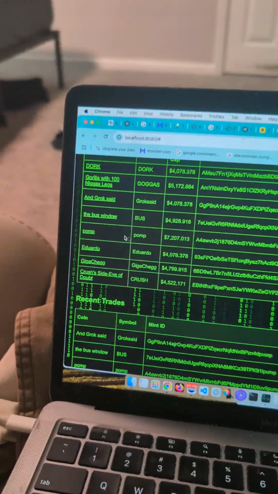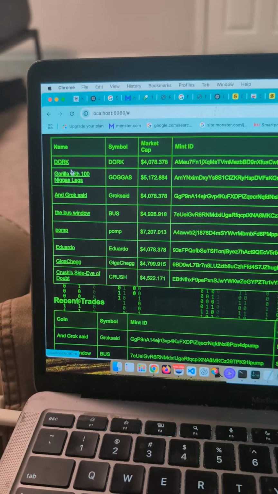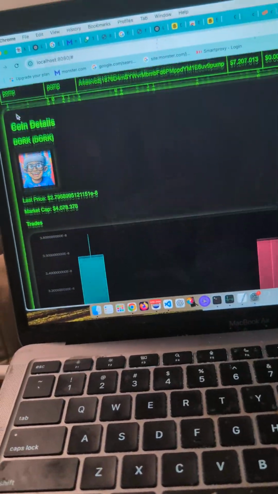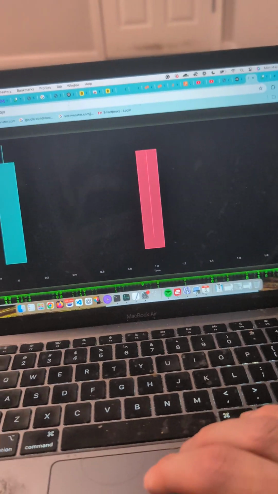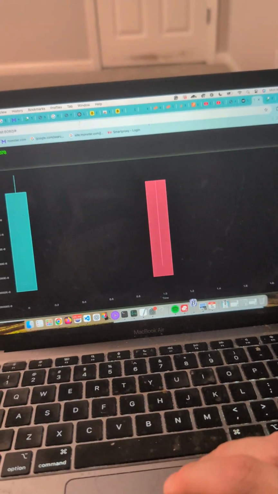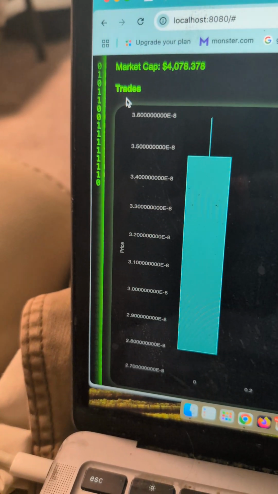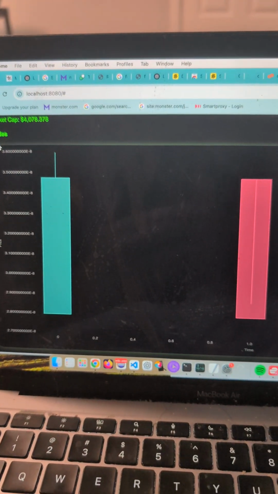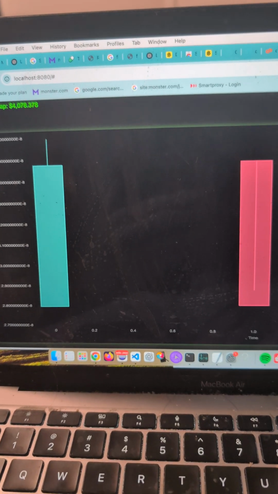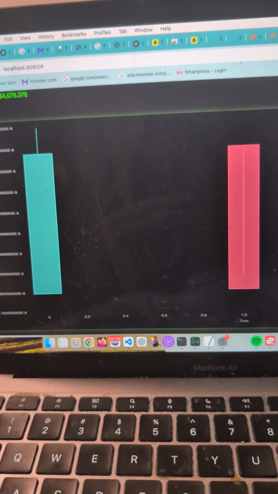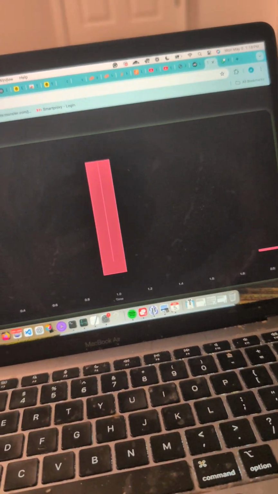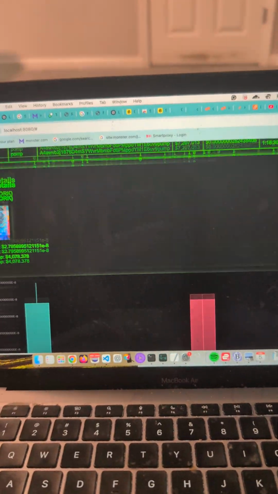If we click one of these, let's say dork, we can scroll down here and see a candlestick chart. This is the price chart. The thin line represents the high and low. The thick bar represents the open and close. If it's blue, that means it rose in price during that 1 minute period. If it's red, it means it fell in price during that 1 minute period.